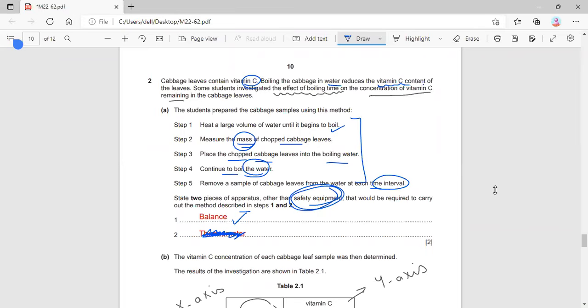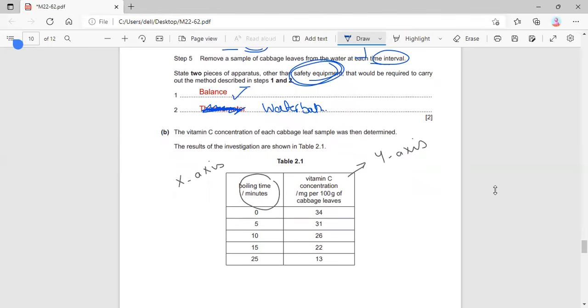You want to heat the water until it boils. How are you going to heat it? You need a water bath, or a beaker and a Bunsen burner, to heat the water. These are the equipment you need. What else? The vitamin C concentration of each cabbage was then determined.